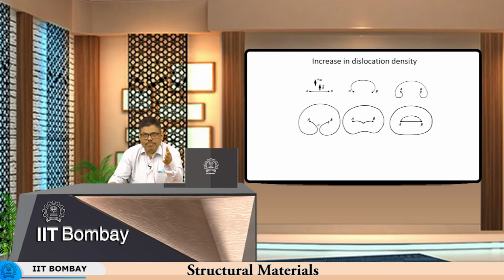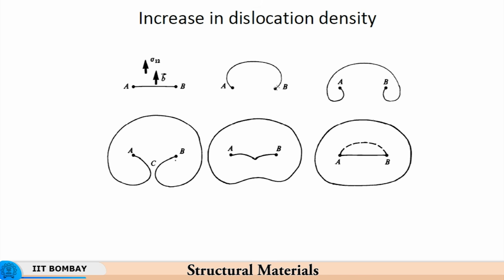So basically what we mean is that if you have a dislocation density of a certain magnitude to start with, as the dislocations go on multiplying because of the stress being induced, the dislocation density increases, and the consequence of dislocation density increasing is that the dislocations tend to come in the way of each other as they move.